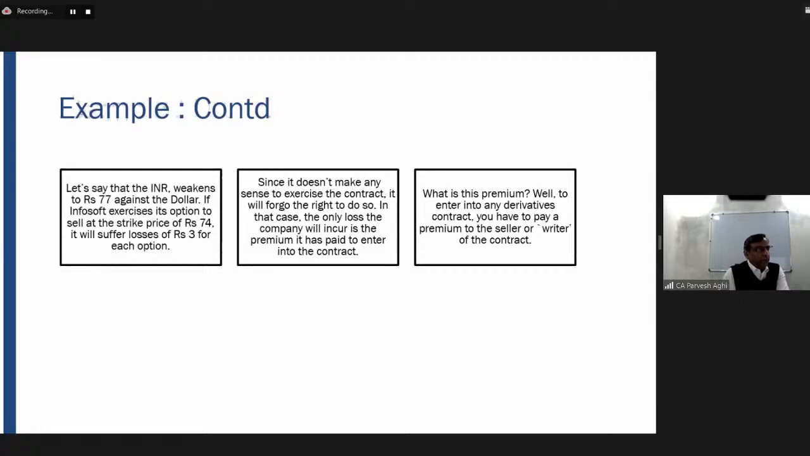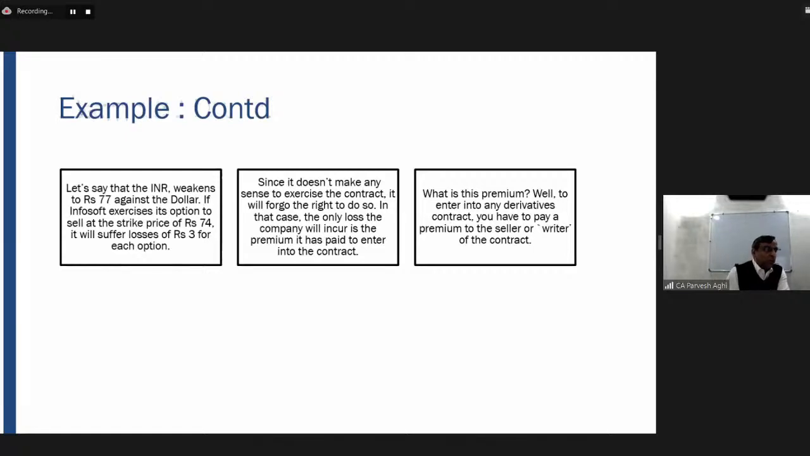So what is the premium? To enter into any derivative contract, you have to pay a premium to the seller. The person on the other side will collect the premium from you, and he is called the writer of the contract. So basically there are two parties: one is the buyer, who is called the holder of the contract. The other party is called the writer, the person who writes the contract.